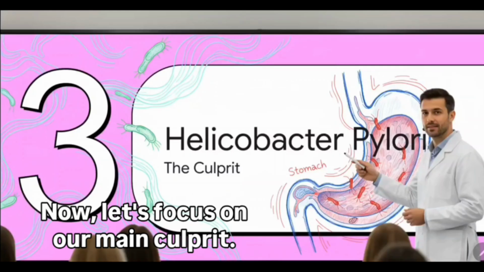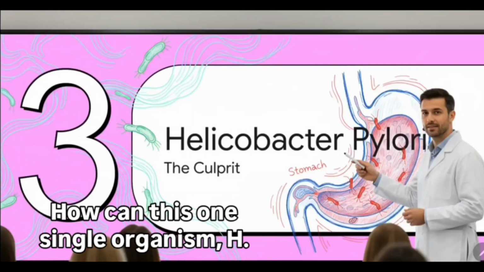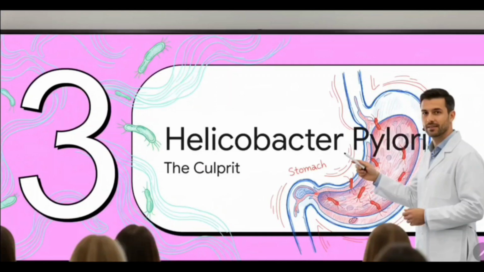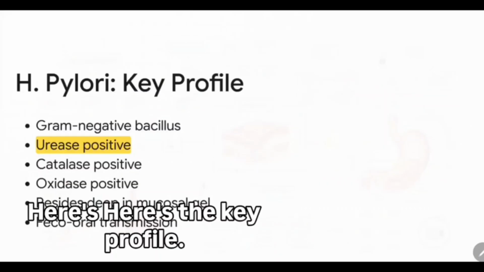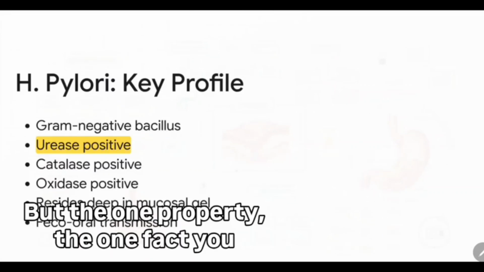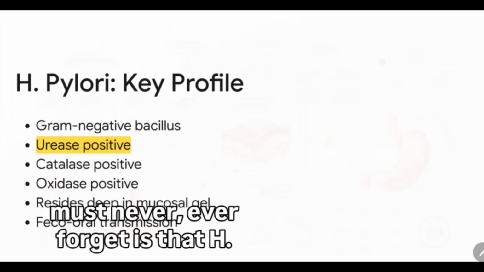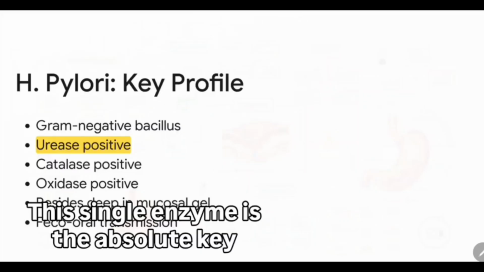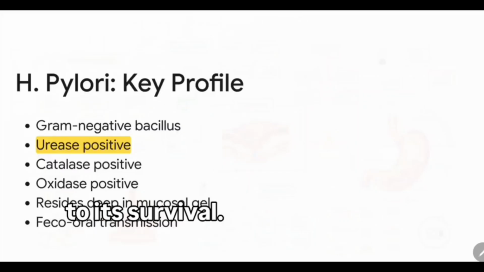Now, let's focus on our main culprit. How can this one single organism, H. pylori, cause so much trouble in such a harsh environment like the stomach? Here's the key profile. Yes, it's a gram-negative bacillus, but the one property, the one fact you must never, ever forget is that H. pylori is urease positive.